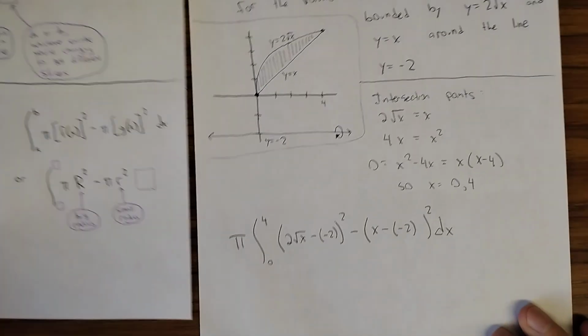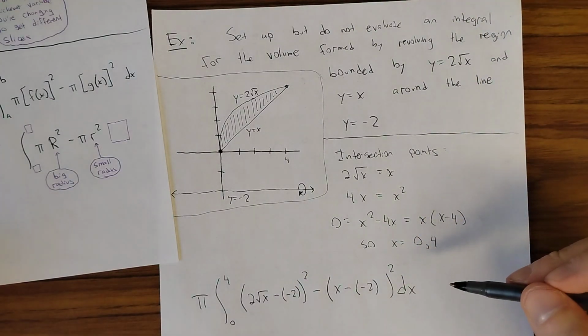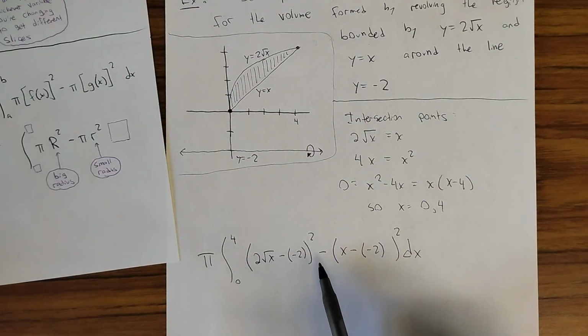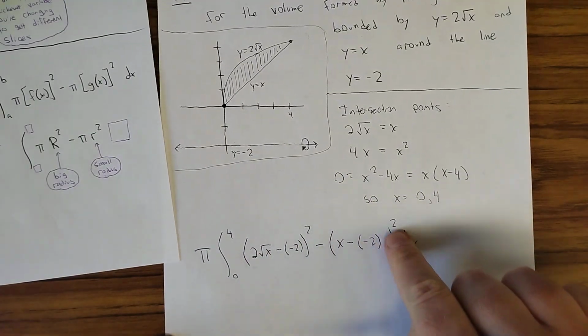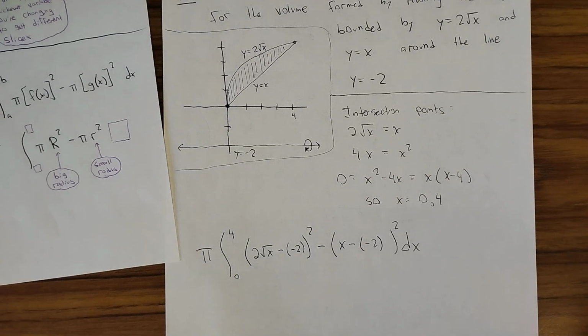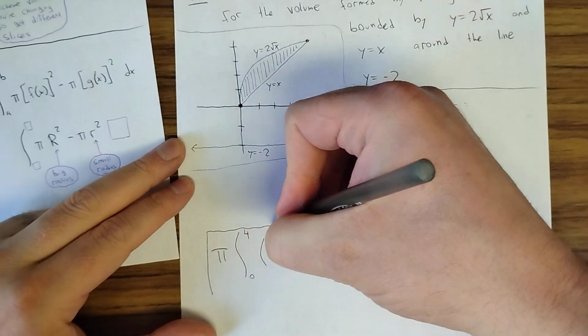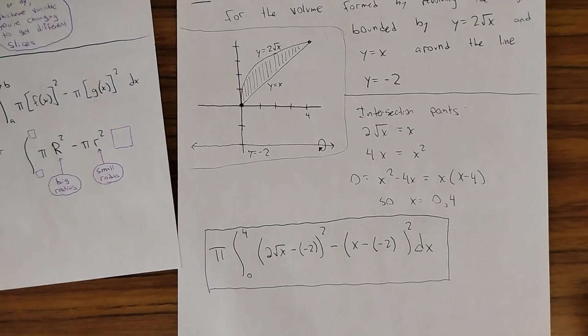And now is a good time to remember this said set up but do not evaluate. Of course, this is not impossible, and maybe I shouldn't be afraid of it, but I'm happy to skip the algebra of this because I would of course make this a +2, make this a +2, but then I would have to FOIL this out and FOIL this out, but we don't have to do that. This was just set up but do not evaluate. So I am happy to leave it exactly like this.